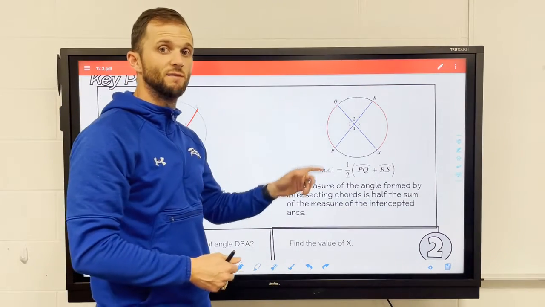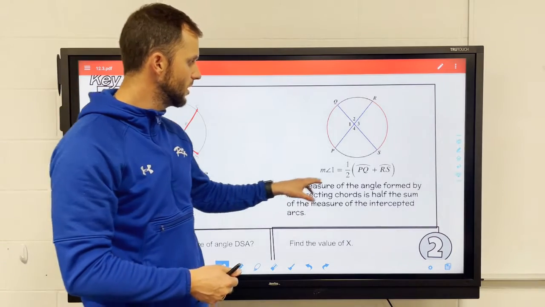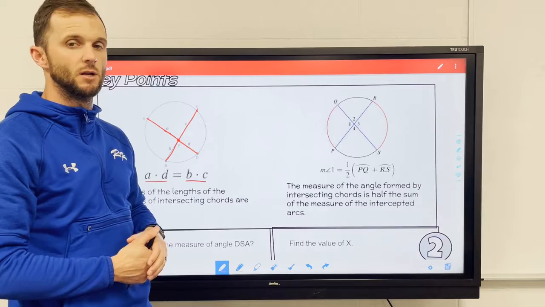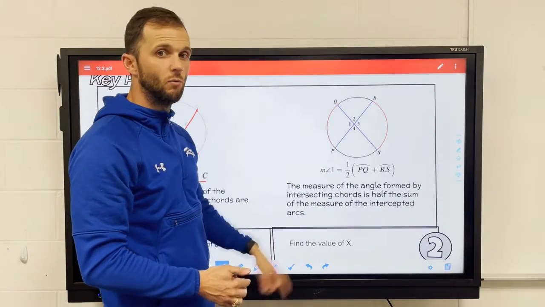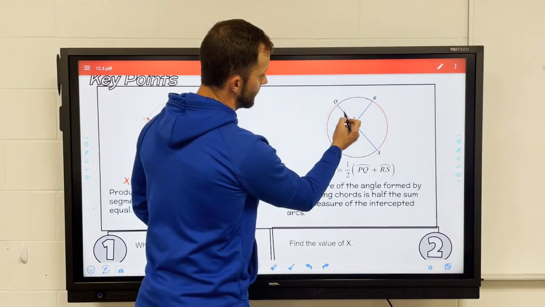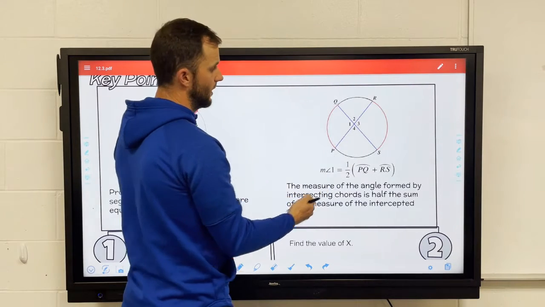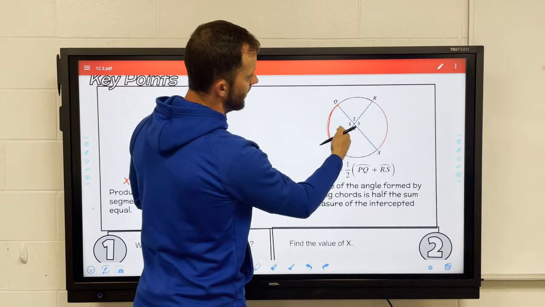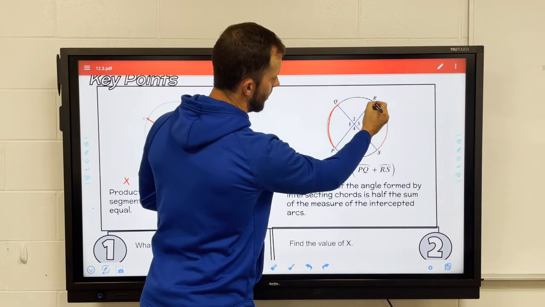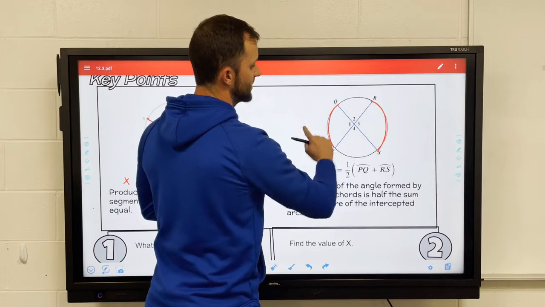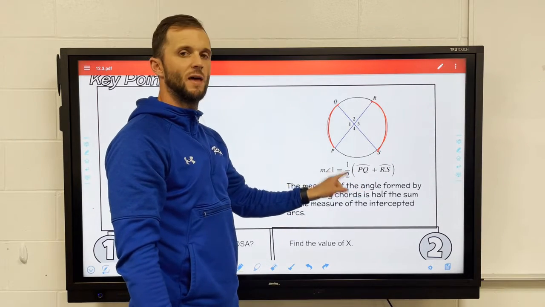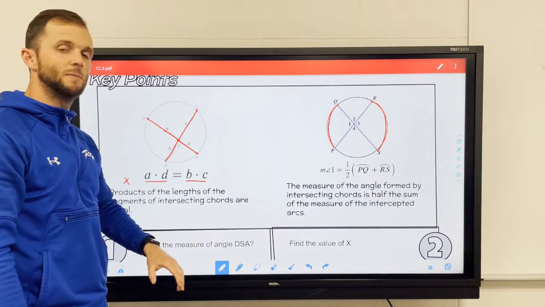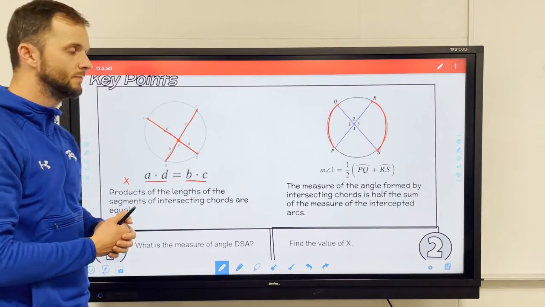My next thing is if I'm trying to find angles. Right now it says the measure of the angle formed by the intersecting chords is half the sum of the measure of the intercepted arcs. So for instance, if I wanted to find angle 1 here, angle 1 is formed by these two chords crossing each other. Angle 1 opens up to PQ right here, and also angle 1 on the other side, which is angle 3 as well, opens up to RS. So those two arcs added together, and I'm going to take half of that, and that's going to give me angle 1. Okay, so I'm going to take both of these theorems and apply them to my examples, and hopefully it makes sense in the end.